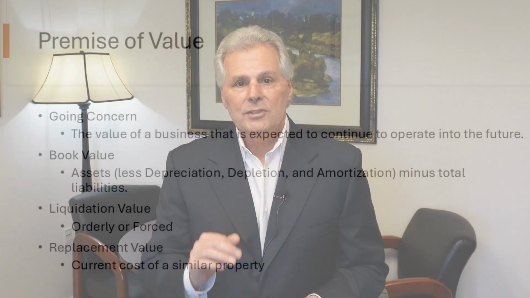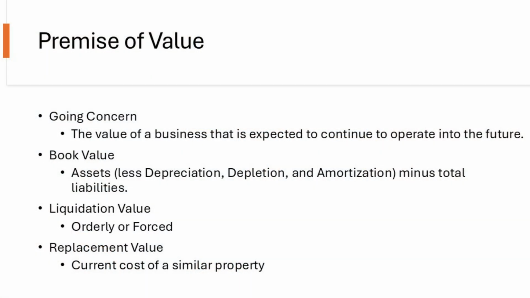Now, let's go down to the premise of value. There are really four basic premises of value: book value, going concern, liquidation value, and replacement value. Going concern value is the one that, when I'm called to do a valuation, is most often used. And really, that's the value of the business that is expected to continue to operate in the future. So you've got a business, it's running, you're not closing it down, you're going to keep running it. And what's the value of that business?